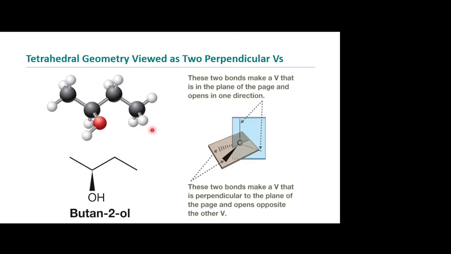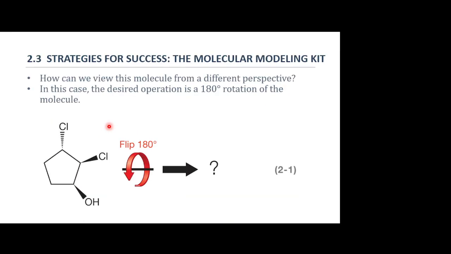All right, so note that the two bonds that make a V in the plane of the page will open in one direction, whereas the other ones are going to open in a perpendicular direction to that, right? And so you always have two V structures that are in perpendicular directions whenever you're looking at tetrahedral geometry. Okay? All right, so how can we view this molecule from a different perspective? So in this case, we have a desired operation, which is that we're going to rotate this 180 degrees. What is that going to look like?